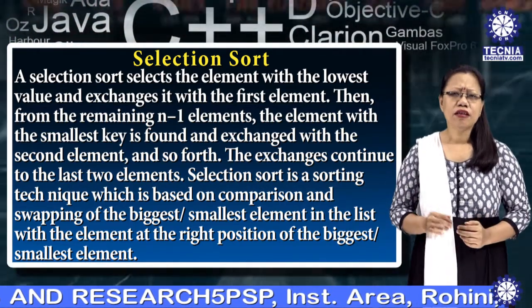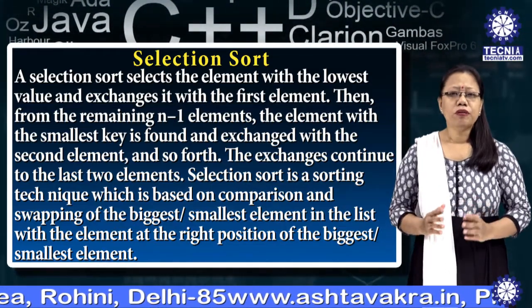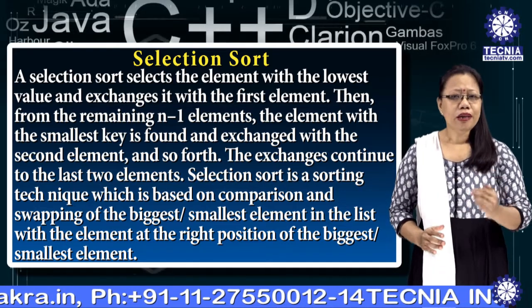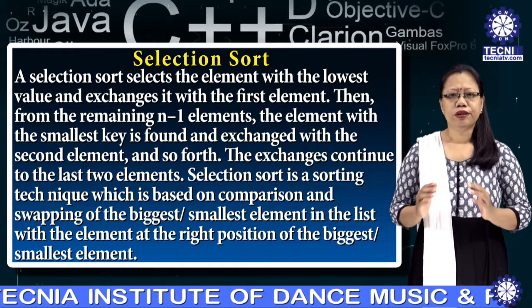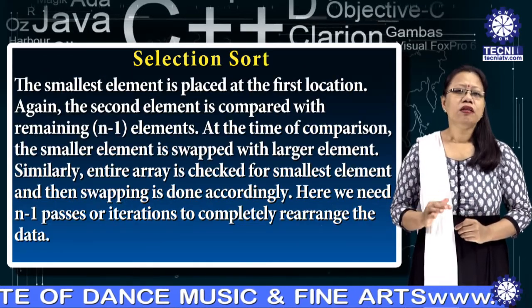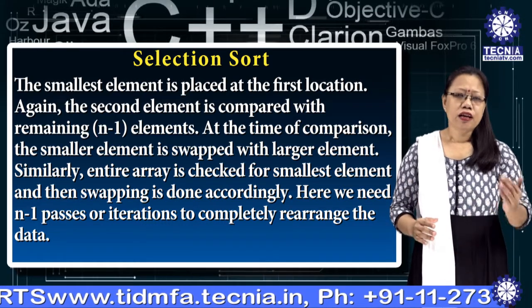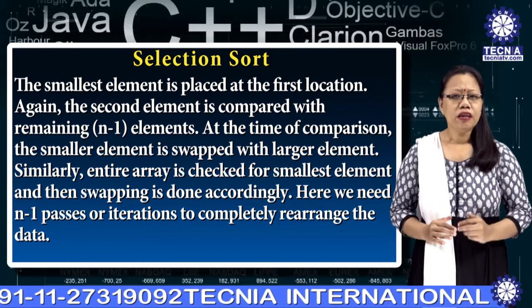Selection sort is a sorting technique which is based on comparison and swapping of the biggest or the smallest element in the list with the element at the right position of the biggest or the smallest element. In selection sort, the list is divided into two sublists, sorted and unsorted. These two lists are divided by an imaginary wall.